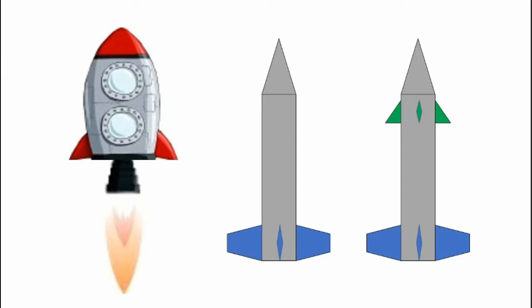There are many ways to maneuver a rocket. Here are three possible techniques. One way is to move the rocket nozzle. This is known as thrust vector control, or TVC.